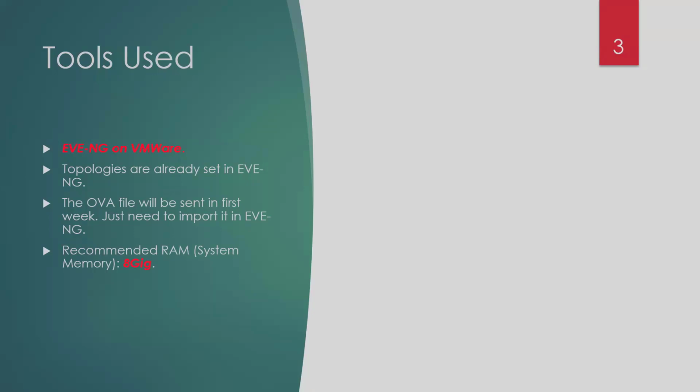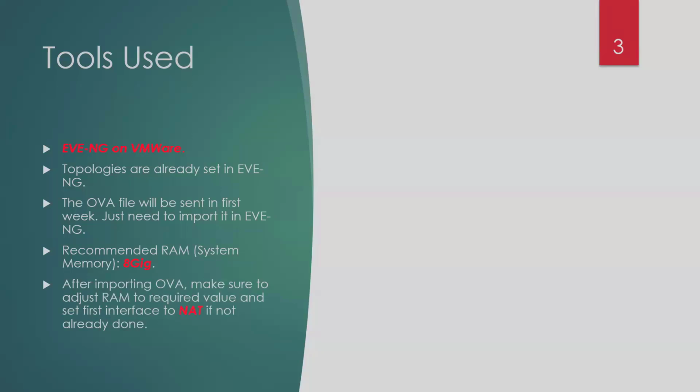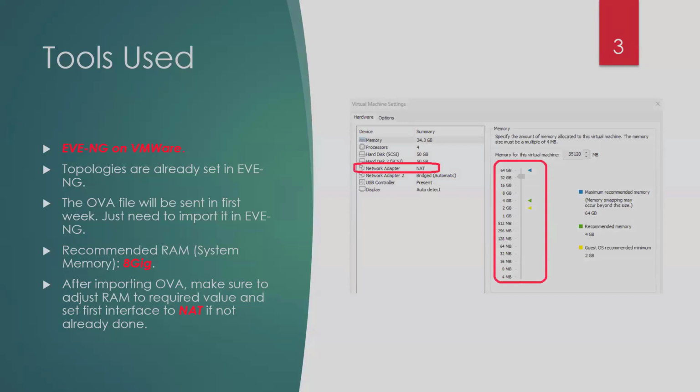But your system should have at least 8 gig RAM. If your system has only 4 gig RAM, then it might become slightly slower because only 1 or 2 gig RAM will be available to EVNG, right? So recommended RAM for system is 8 gig. And after importing OVA, we have to make sure that we adjust the RAM according to our required value, and also to set the first interface to network address translation or NAT if it is not already done. So what do I mean here?